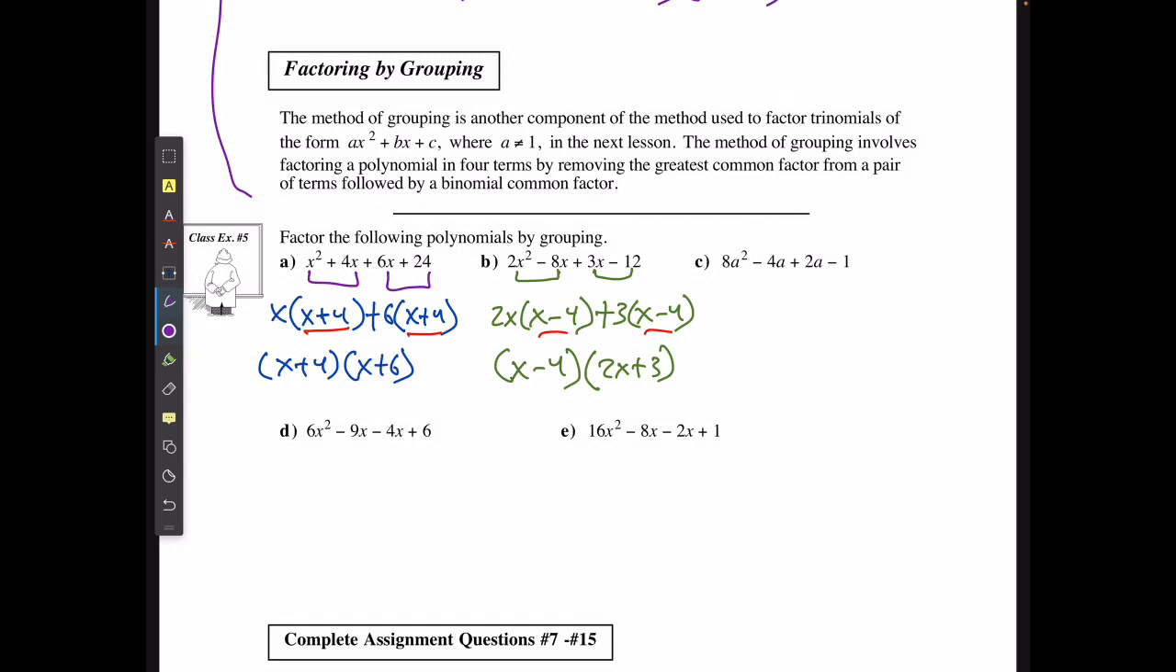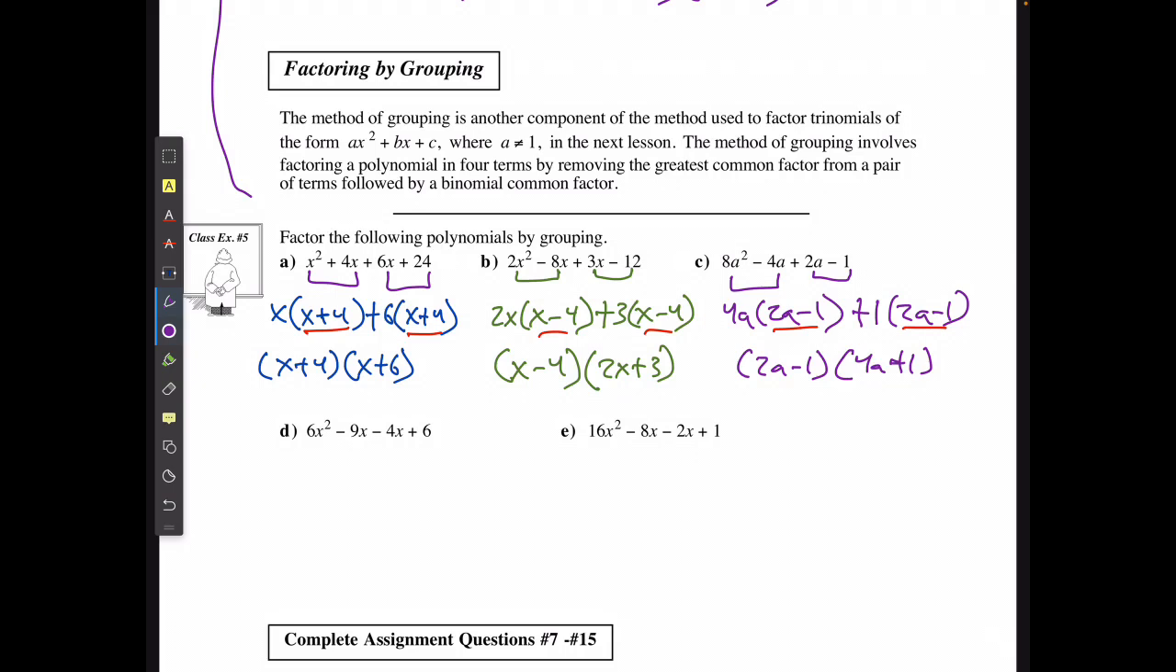For example C, I can divide both these by 4a, and I'm left with 2a minus 1. In the second set, there doesn't appear to be a common factor, so I can just say that the common factor, the thing I can divide everything by, is 1, and I'm left with 2a minus 1. And I can still see that I have the common binomial factor of 2a minus 1 that I can pull out. So I get 2a minus 1 and 4a plus 1.